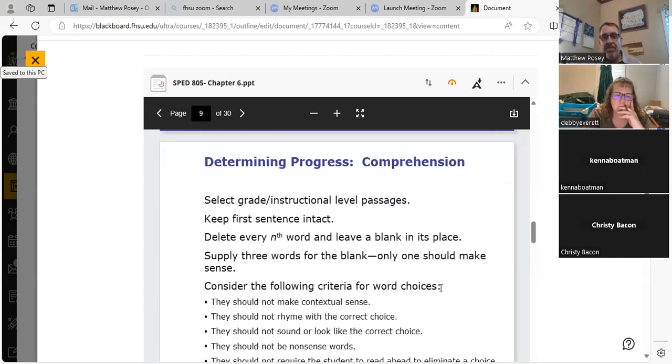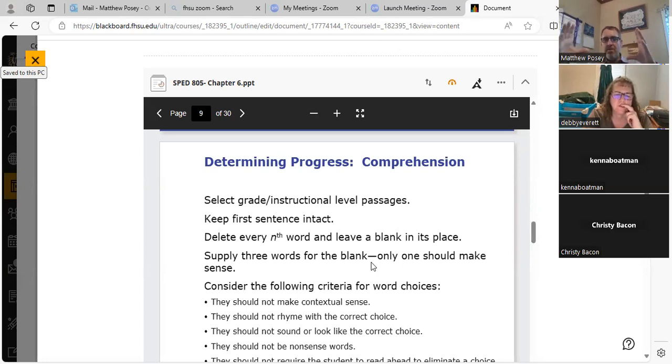Here's some things on comprehension. Anybody doing comprehension? No? These are just some suggestions on comprehension. We're talking about CBM. So appropriate grade level instructional passages, keep the first sentence intact. Maybe go in and delete every third word or fourth or fifth, whatever it may be, and leave a blank in there, and then supply 3 words. So this is kind of that cloze test method.